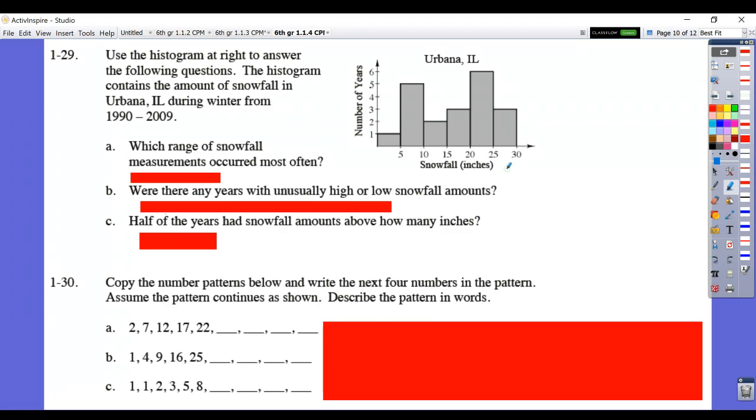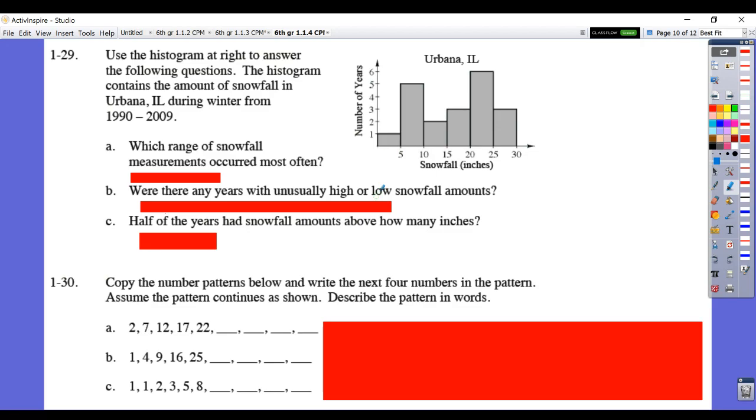So when it says what range of snowfall measurements occurred the most often, they're saying basically what range, 0 to 5, 5 to 10, 10 to 15, 15 to 20, and so on, which one occurred the most. All right. And then were there any years where you had unusually high or low snowfall amounts? And then lastly, half of the years had snowfall amounts above how many inches?